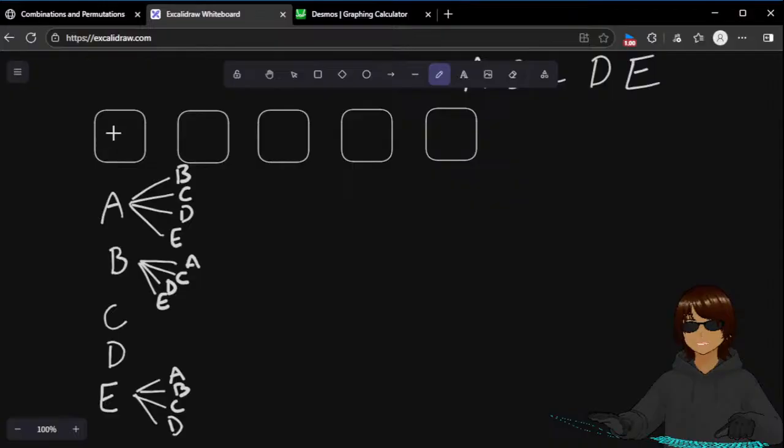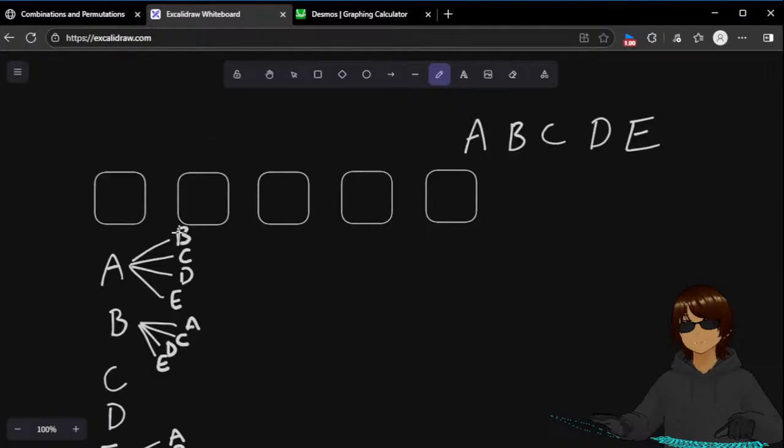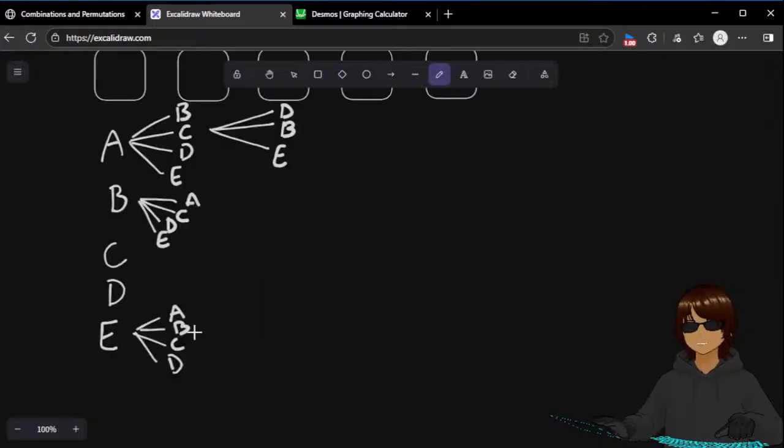So I had 5 options at the start. When I choose one option, I have 4 options in the second box. When I choose a letter for the second box, I then have 3 options for the third box. Let's say I choose A for the first, C for the second. Then for the third, I have 3 options: D, B, E. If I choose E first and then C second, then I have 3 options: A, B, D.